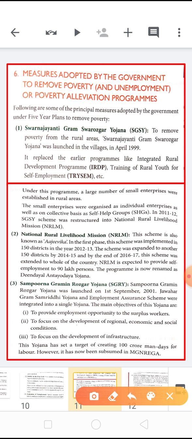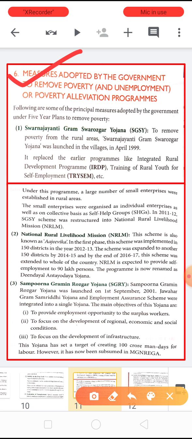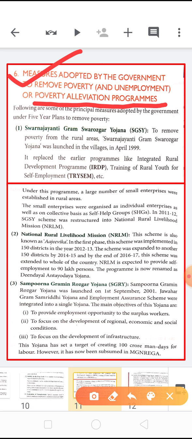Next, we are going to learn the measures adopted by the government to remove poverty and unemployment, which we call poverty alleviation programs. So, children, some of the principal measures adopted by the government under the five-year plans to remove poverty is the first, Swarna Jayanti Gram Swarojgar Yojana. In short, we call it SGSY. So, children, to remove poverty from the urban and rural areas, Swarna Jayanti Gram Swarojgar Yojana was launched in the villages in April 1999.